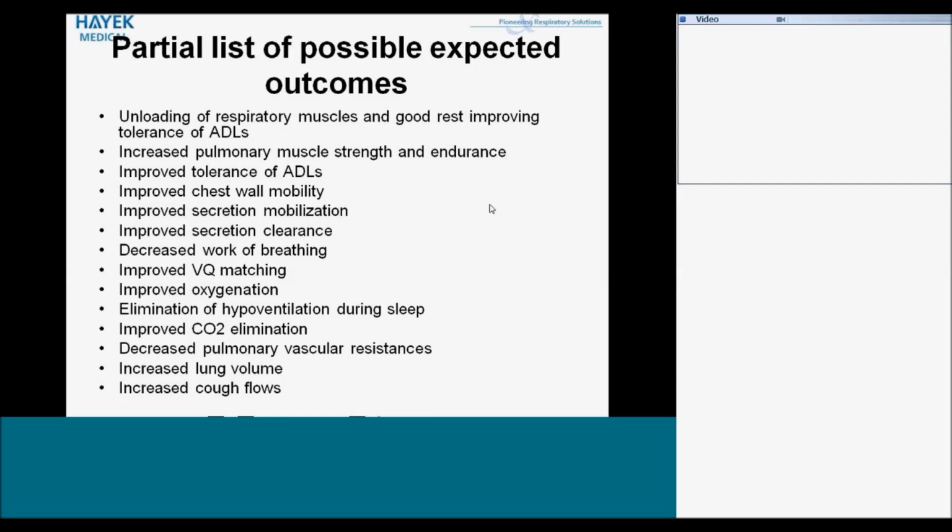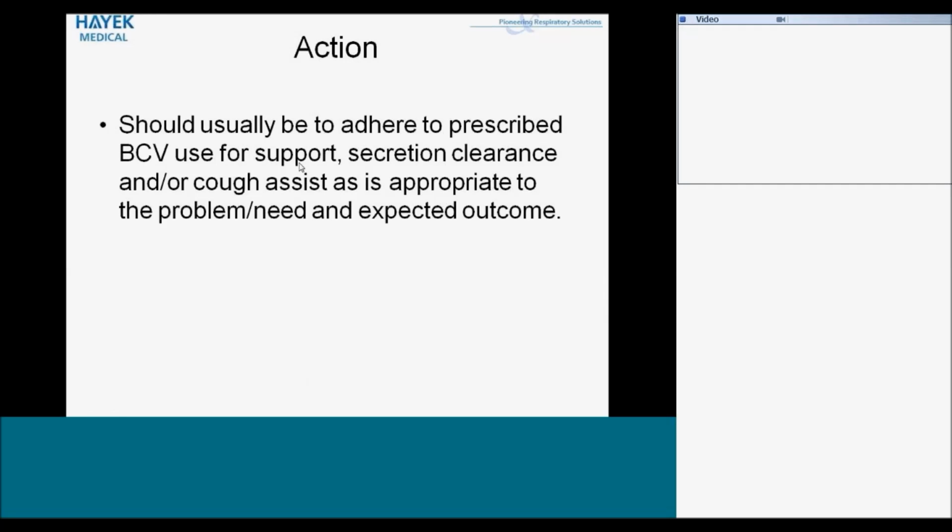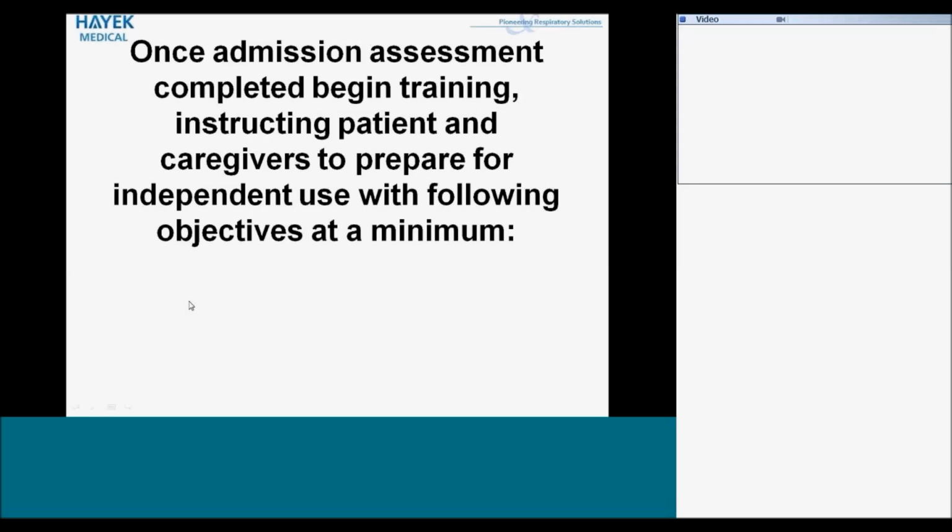So your patient needed airway clearance and pulmonary chest wall expansion related to their muscular dystrophy, and our goal is to increase pulmonary muscle strength and endurance, or any of these things, increase lung volume or cough load. Whatever your assessment is of that patient's needs, determine your goals based on the problems you identify. And then our actions would usually be to adhere to prescribed use of BCV for support, secretion clearance, or cough assist as is appropriate to the problem and expected outcome that we've identified.